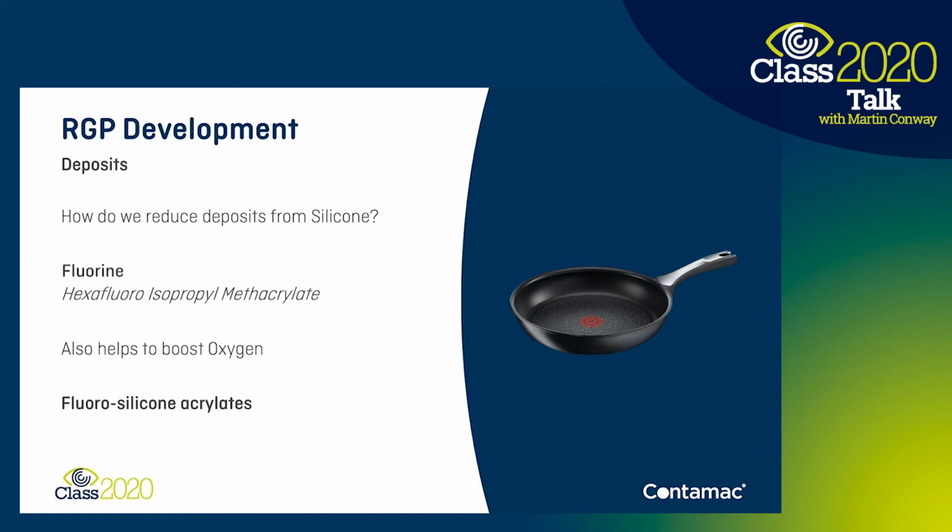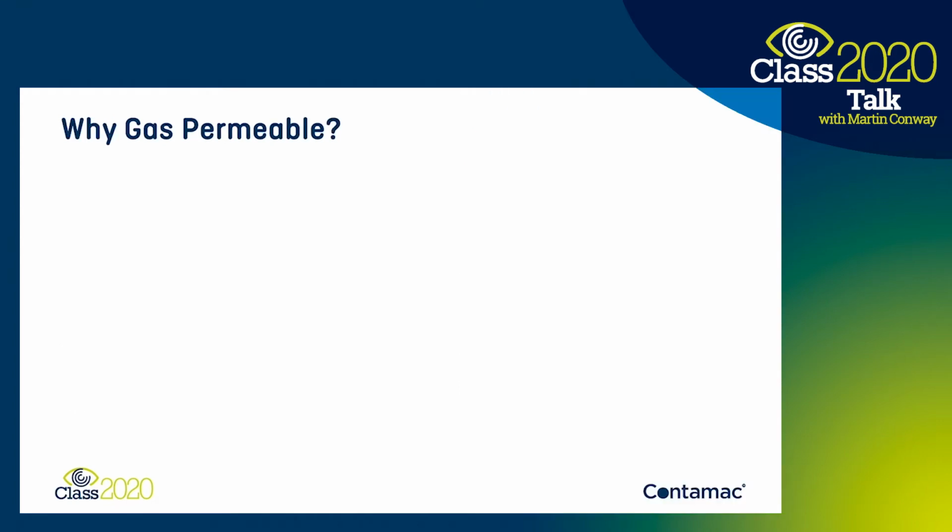And so what we actually do is we include these fluorine elements within the material. So we have methacrylic acid, hydrophilic acids to improve wettability, and we add fluorines to actually increase deposit resistance. So a modern GP lens will now be a fluorosilicon acrylate. So it will have fluorine in it, it will have hydrophilic monomers, methacrylic acid normally, as well as the basic methacrylate. Why do we bother having a gas permeable lens?